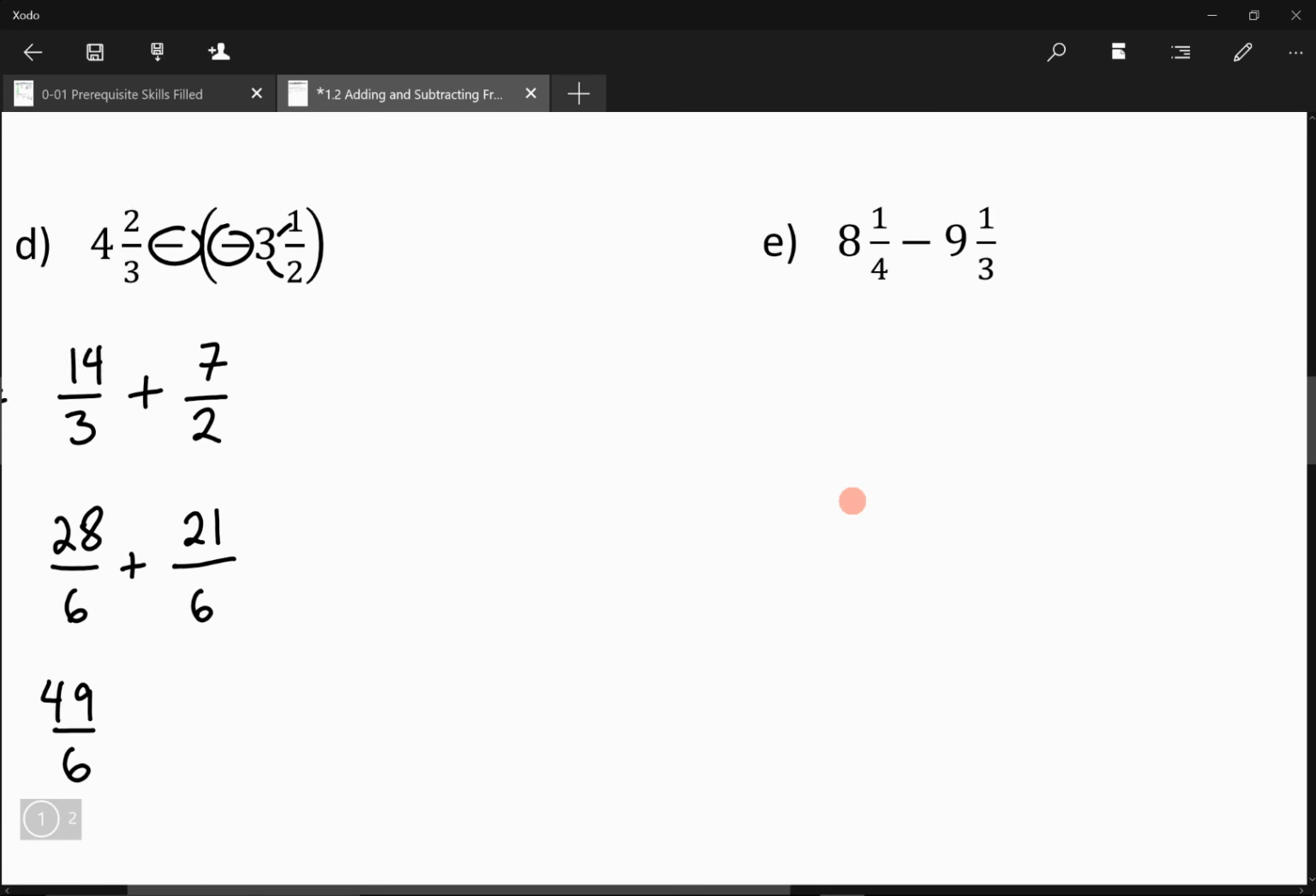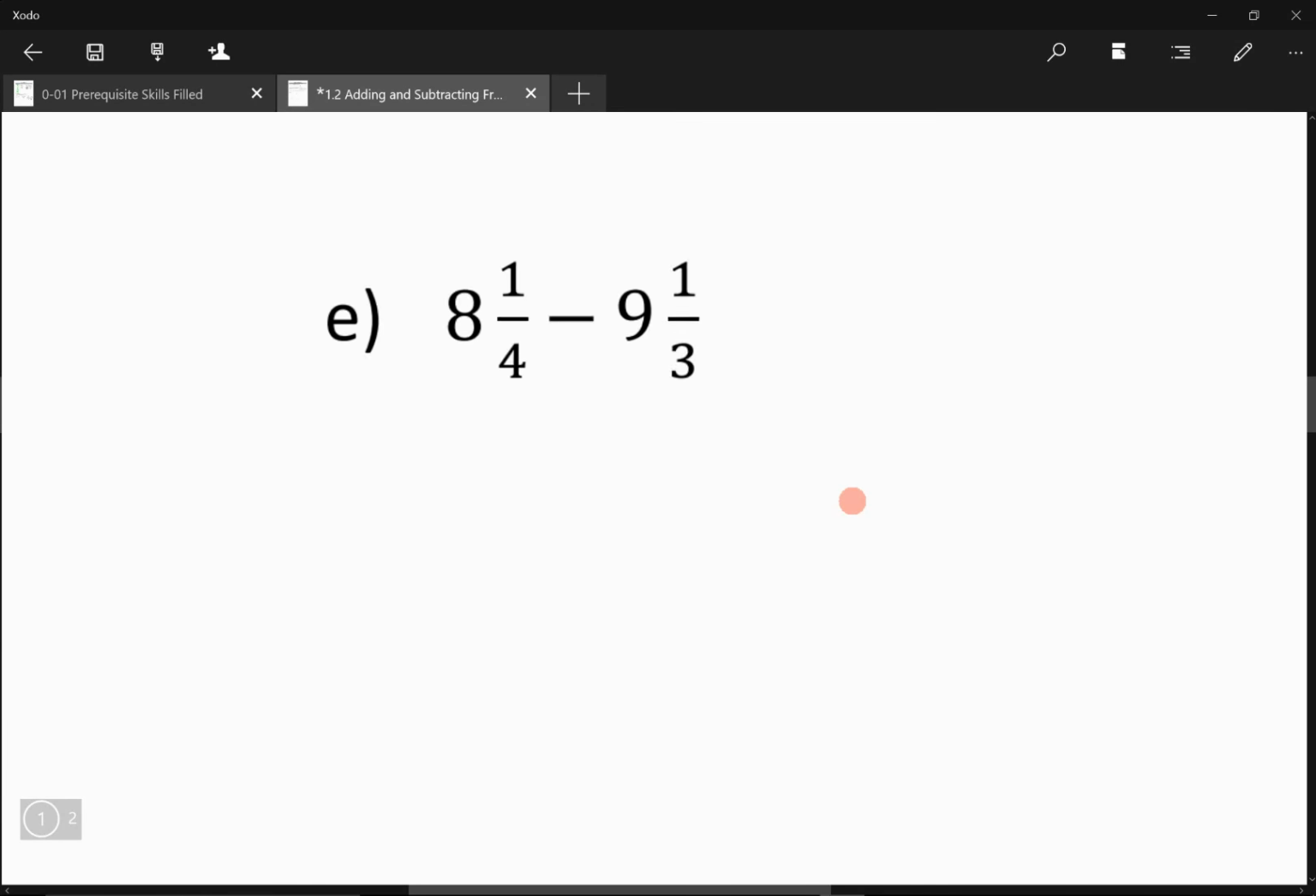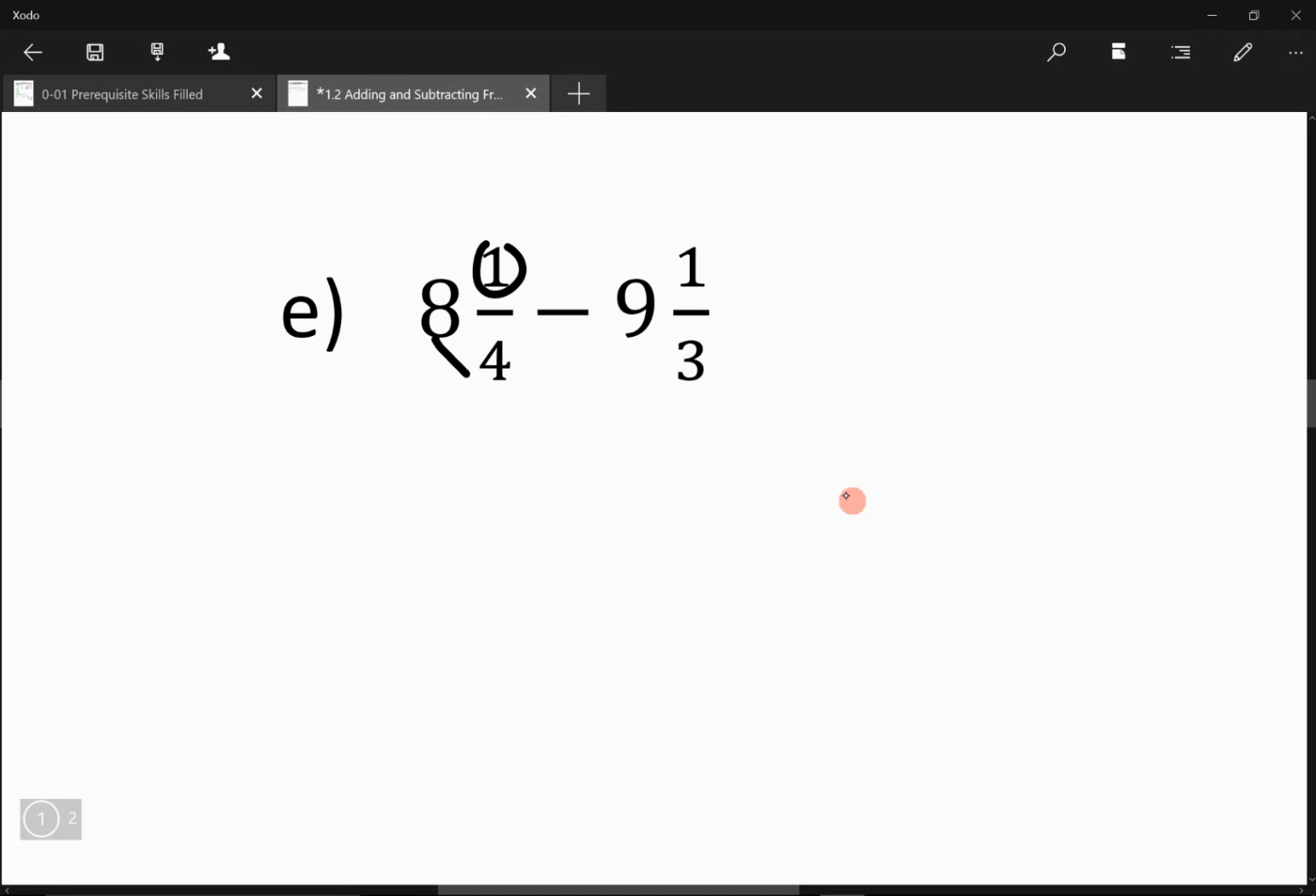Okay. Next one, mixed numbers again. Convert to improper fractions. Multiply 8 times 4, add the 1. So 8 times 4 is 32, plus 1 is 33. Write the denominator 4. And then 9 times 3 plus 1. So 9 times 3 is 27, plus 1 is 28 over 3.